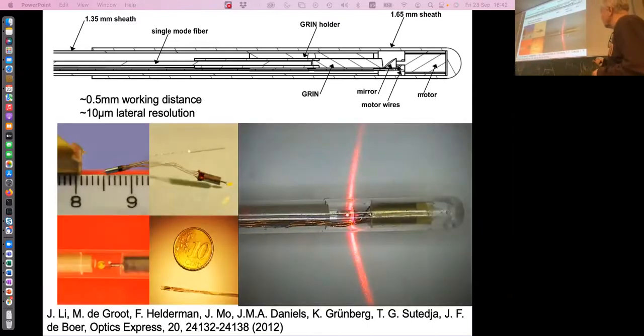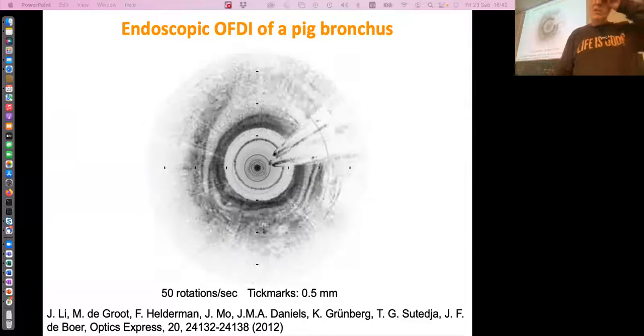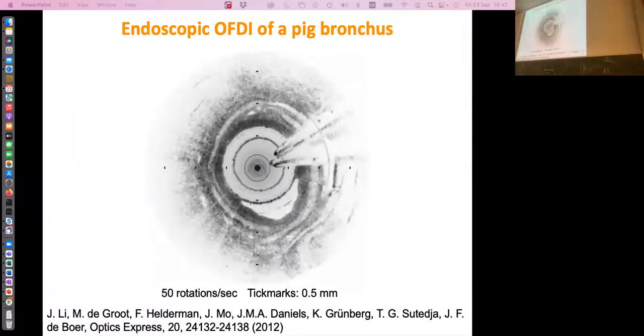And I want to show you one of the approaches. We developed tiny endoscopes with motors at the tip. So this is a motor of about 1 millimeter in diameter. The whole catheter is 1.25 millimeter in diameter. And then it becomes a lighthouse. You have the beam rotate like a lighthouse, illuminating tissue, and then you do a pullback and you get the whole volume. So this is an example of a pig bronchus.